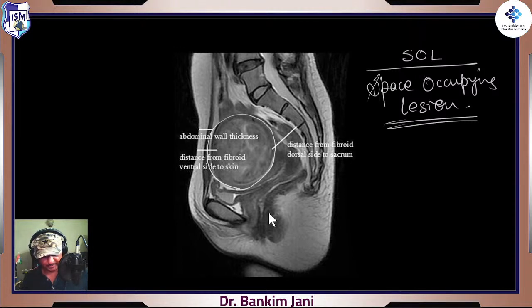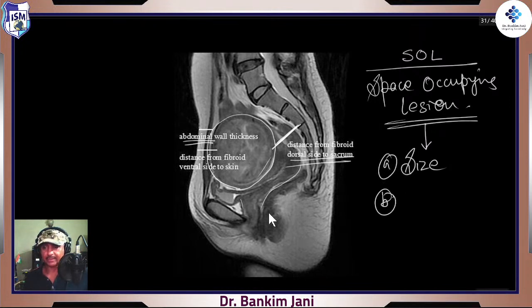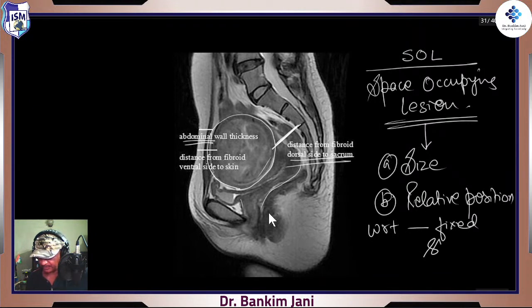And if you see how it is measured, the distance from the fibroid's ventral side to the skin. So that's where it is seen what the abdominal wall thickness is, and then what the distance is from the fibroid to the dorsal side of the sacrum. So this is the distance which is measured. That is to give the judgment of where exactly, see this, see how the uterus is deformed, right? How it is badly deformed. So whenever there is any SOL, space occupying lesion, one thing, you need to measure the size of it. That is the first thing. And second, what is its relative position with respect to a fixed structure? Fixed structure, right?